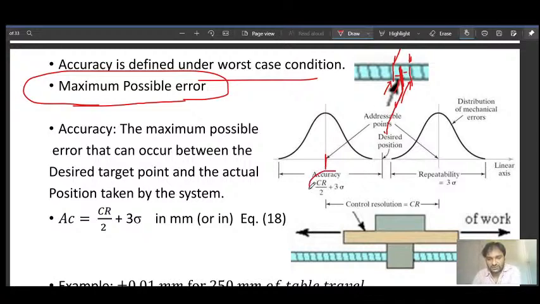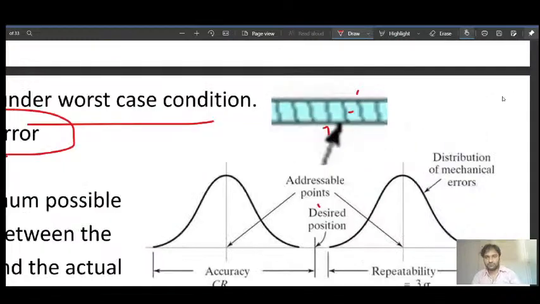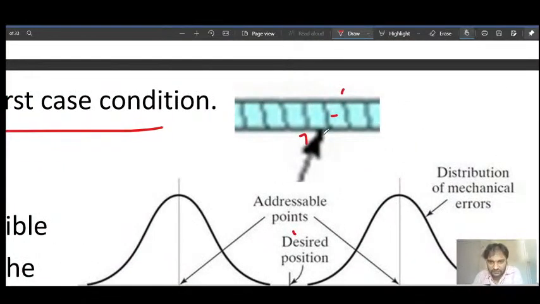Now in terms of accuracy, it is given by control resolution by 2 plus 3 sigma, the maximum possible. See how it is. Why are we using this one? If we have targeted here, the machine can be stopped either here or here. These two are addressable points. So the machine will stop here or here, and this is our desired position.